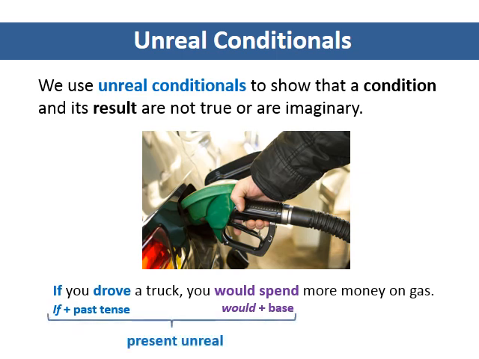This sentence is an example of a present unreal conditional. The sentence expresses that, in reality, the speaker does not drive a truck now, so he or she does not currently have to spend more money on gas.